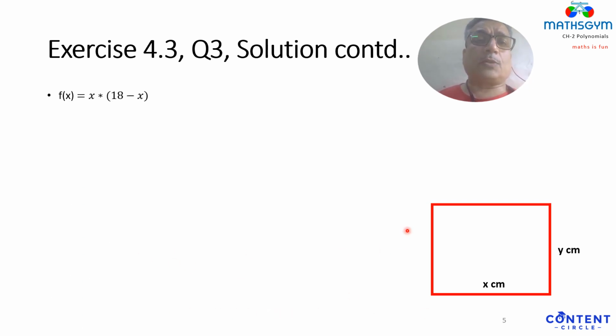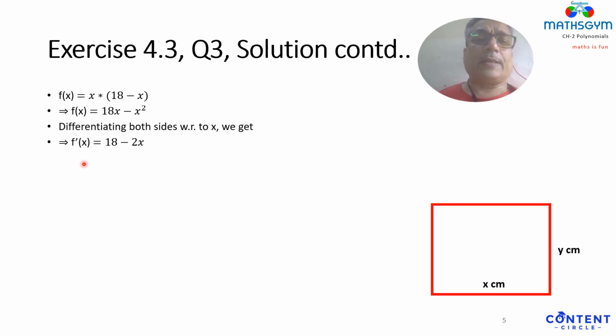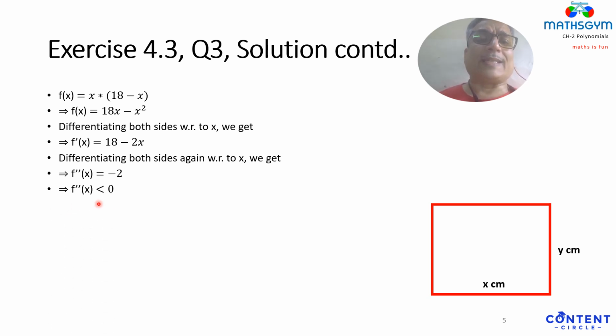So f(x) is equal to x into 18 minus x. Let's open the bracket, and when we open the bracket, what we get is 18x minus x square. Simple distributive property. Differentiating both the sides with respect to x, we get f dash x is equal to 18 minus 2x. Now, again, let's do the double differentiation. We get f double dash x is equal to minus 2. Do you realize f double dash x is equal to minus 2 means it is less than 0? This also tells me that the function has a maxima for the value of x, which we are going to find out now.